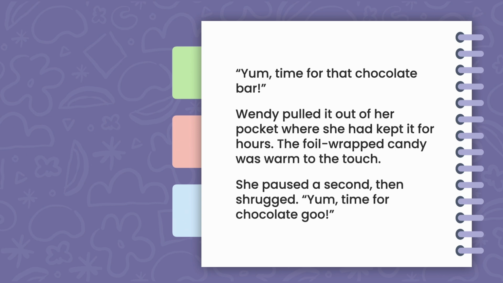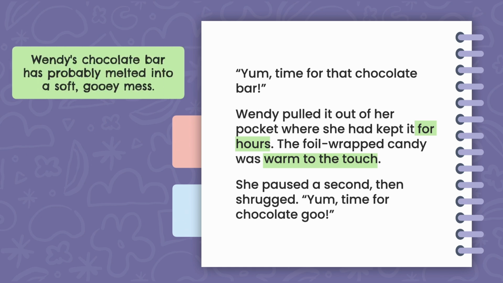Okay, let's look for clues in the text and see if we can make some inferences. Here it says the chocolate bar had been in Wendy's pocket for hours and that it's warm to the touch. Think about your own experience or background knowledge. What usually happens to chocolate if you keep it in your pocket for a long time and it gets warm? The chocolate usually melts, right? So, based on that, we can infer that Wendy's chocolate bar has probably melted into a soft, gooey mess. This inference is also supported by the detail here, when Wendy refers to the chocolate as goo.